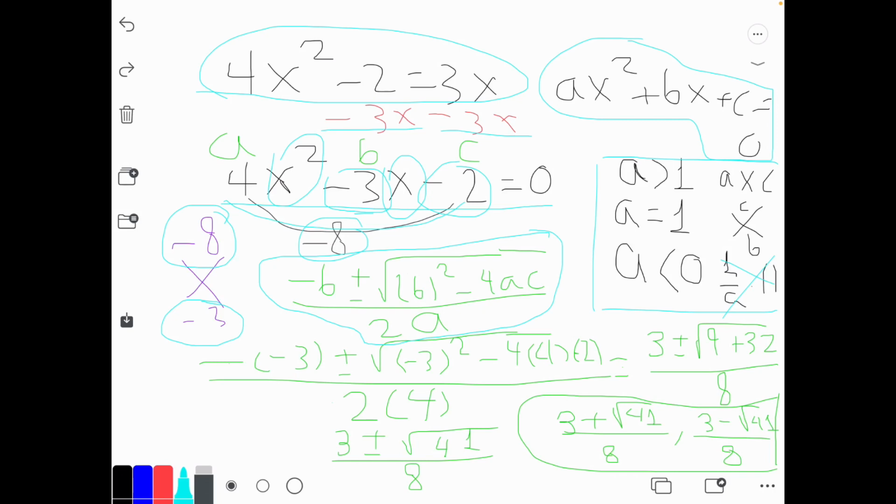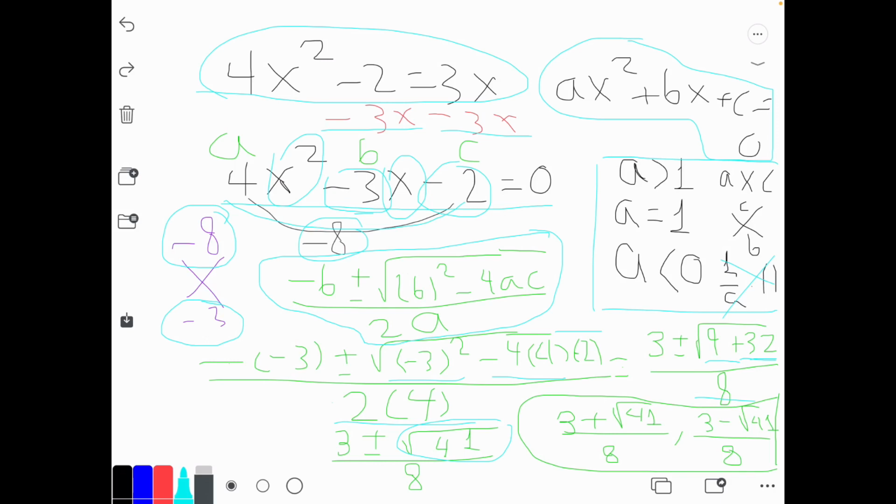Now we have to solve this. We have 3 plus or minus the square root of 9 plus 32. Minus times minus 3 becomes positive 3, negative 3 squared becomes positive 9, then negative 4 times 4 is negative 16, times negative 2 becomes a positive 32, and 2 times 4 is 8. Now we add those and get 3 plus or minus the square root of 41, over 8.